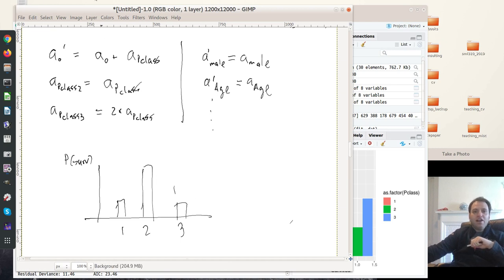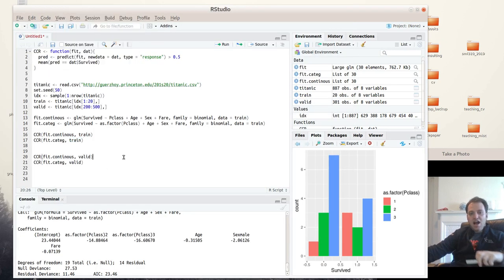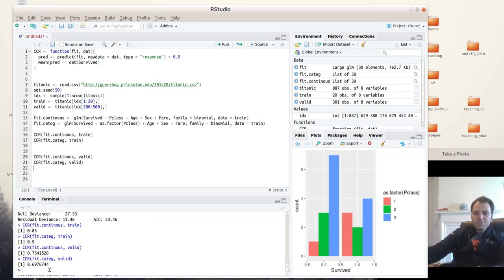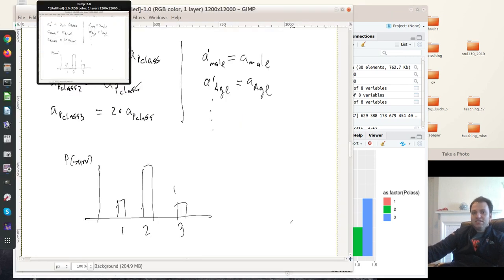So I didn't actually check, but let's see how the model that we fit here is going to do on the validation set. So for continuous, we get 75% correct, and for categorical, we get 69% correct. So in fact, we do observe overfitting here, right? We got better performance on the training set for the categorical version, but worse performance on the validation set. So that's likely because of overfitting, something like the picture that you saw here.